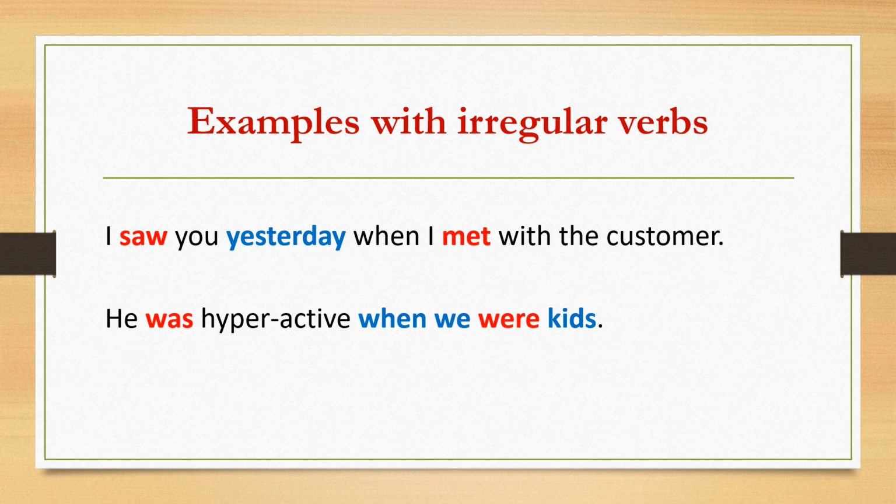He was hyperactive when we were kids. This is the verb or auxiliary to be in the past, was and were. He was, she was, it was, I was, they were, we were, you were. We were kids. He was hyperactive.